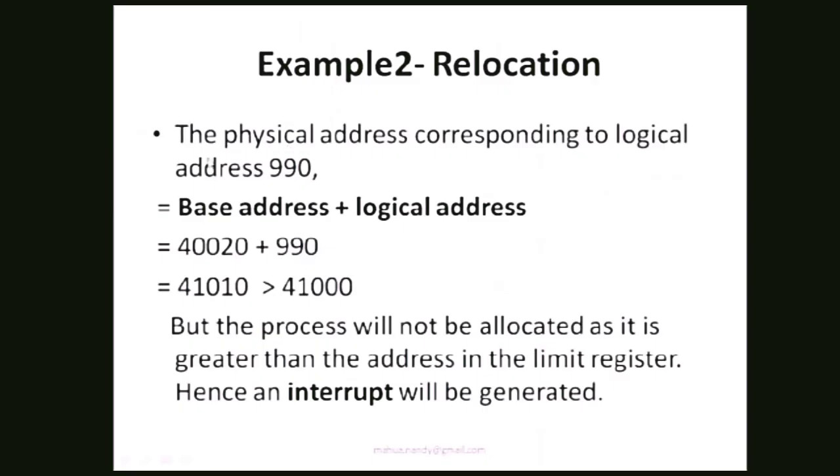So, in this case, we are getting 40020 as the content of the base register and the generated logical address is 990. So we are getting the physical address by adding them up, that is 40020 plus 990, that is 41010, is the physical address generated. But the content of the limit register is 41000 and our generated physical address 41010 is greater than the content of the limit register. So the process will not be allocated in this case and the interrupt will be generated.